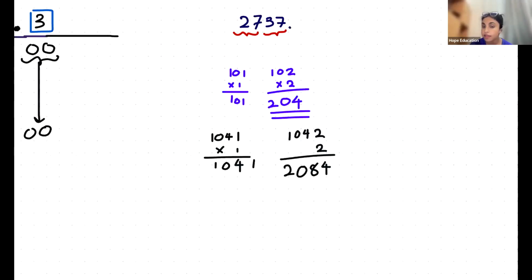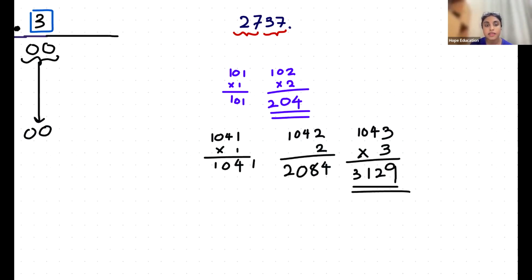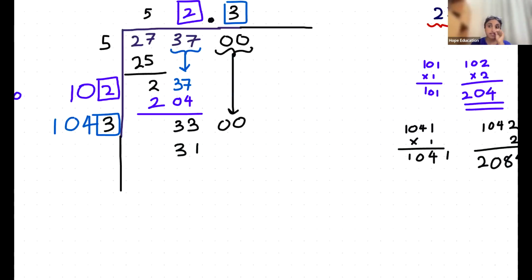Okay, let's try that. 1,043 I multiply by 3. Let's see. 3 times 3 is 9. 3 times 4 is 12. 3 times 0 is 0. 3 times 1 is 3. I get 3,129. Now that seems enough, no? Because here 3,129. What we have is 3,300. That seems enough, right? So then we will finalize that.